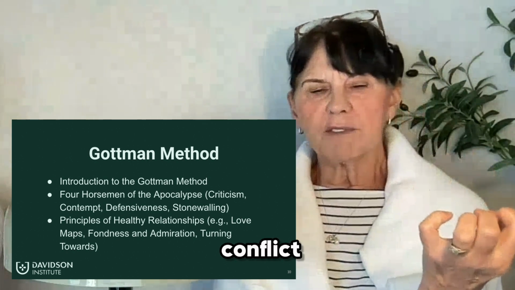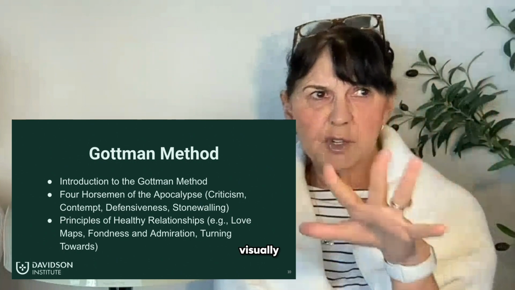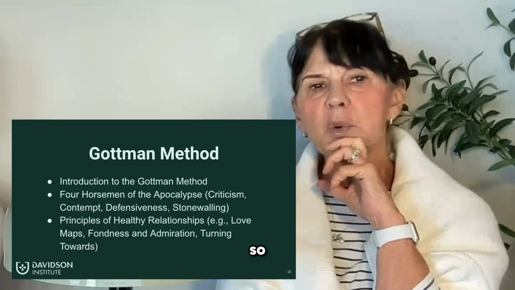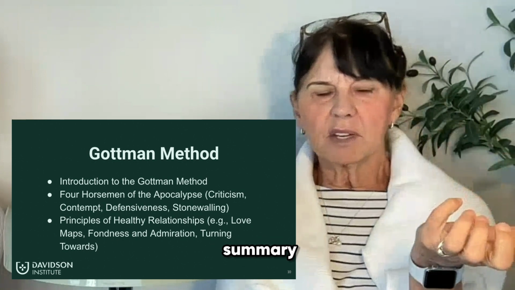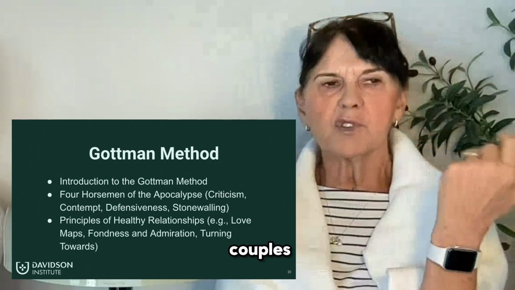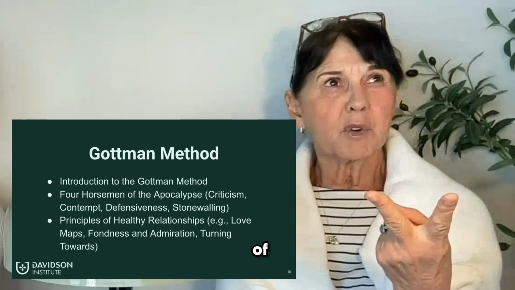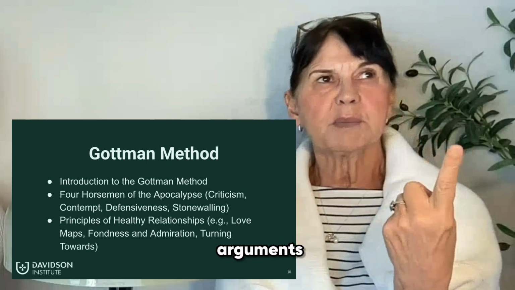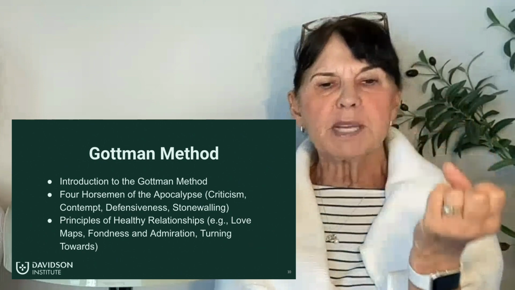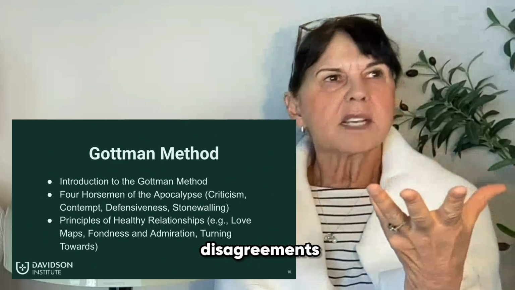They also would stage a conflict situation, just to see physiologically and visually what would happen with couples when they were placed in that situation. So just a quick summary, the Coles Notes version: what they came up with was what makes relationships work, and what are the predictors of divorce. The main thing they found, it wasn't arguments about money, it wasn't arguments about children, it was not arguments about intimacy. It was basically the way couples handled conflict and disagreements.